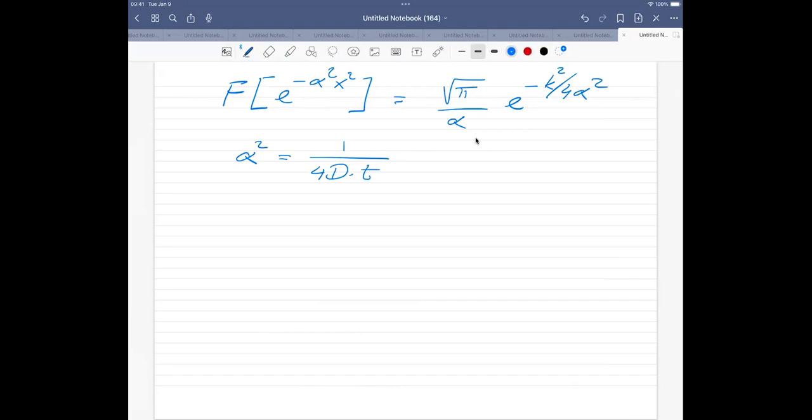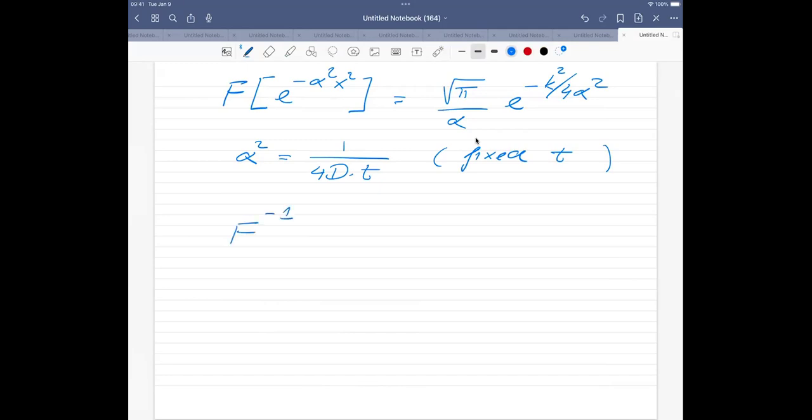So t is in this case a fixed parameter because we are only looking at the integration with respect to x. We are performing a Fourier transform at fixed time. So think of time as just a fixed parameter. Now, what we also have is the inverse Fourier transform, and this is written like that.